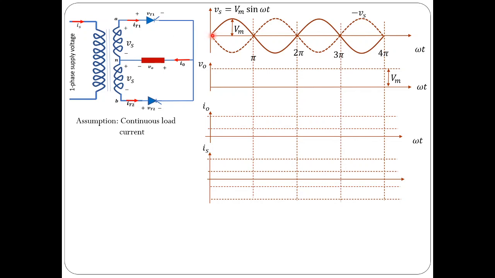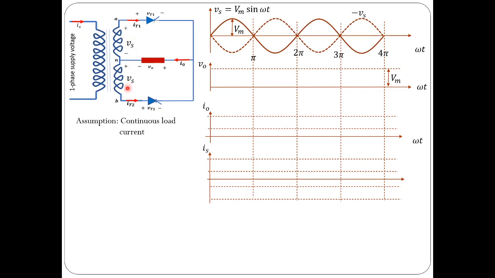So at omega t equal to 0, thyristor 1 is naturally forward biased. Similarly, at omega t equal to pi, it would be naturally reverse biased, because the anode is connected to the negative terminal, since at omega t equal to pi, Vs becomes negative.